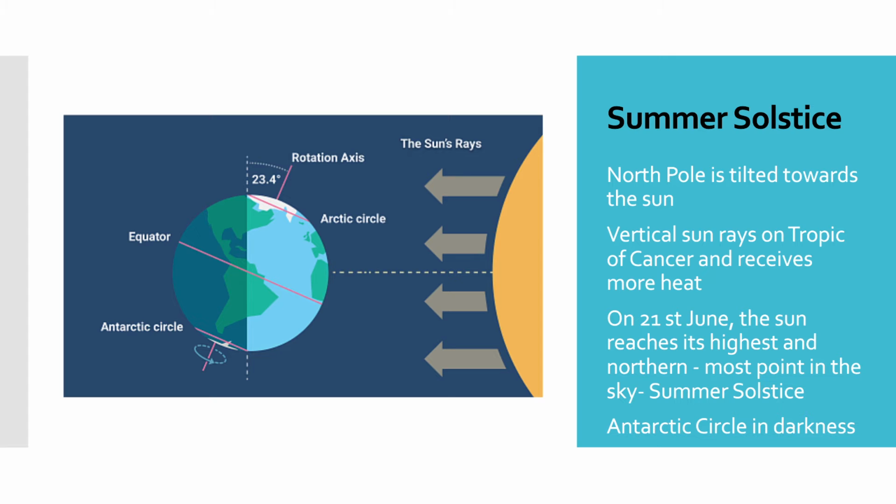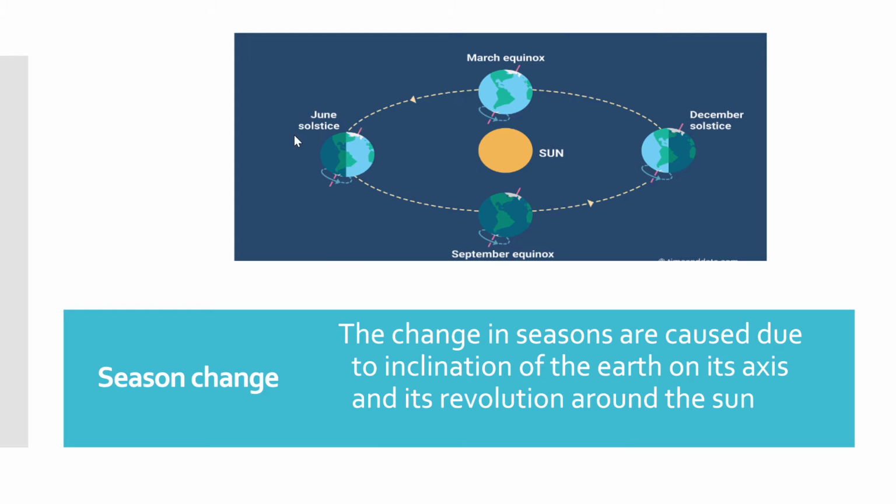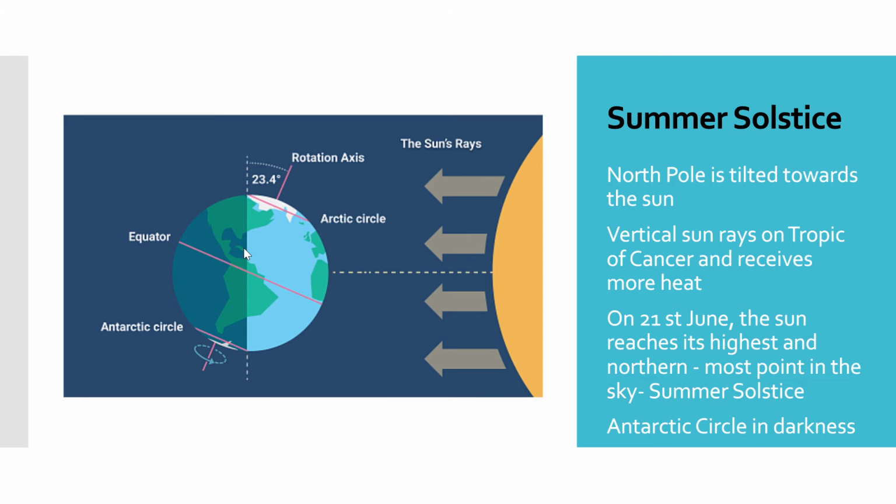So what happens during this time? As you can see in this picture that the northern hemisphere is tilted towards the sun. So when you see it in a close view, you can see North Pole is tilted towards the sun. So what happens due to this? Vertical sun rays on Tropic of Cancer. So for this they will receive much heat and light.